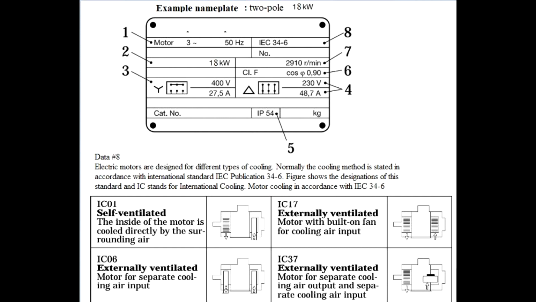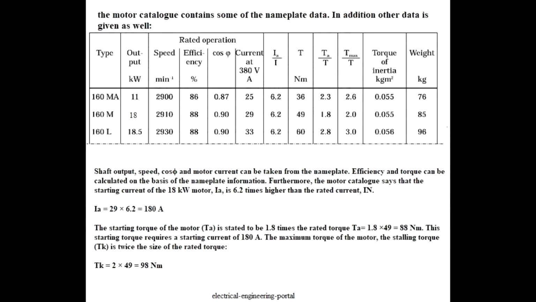IC01, self-ventilated. The inside of the motor is cooled directly by the surrounding air. IC06, external ventilation. Motor for separate cooling air input. IC17, externally ventilated. Motor with built-on fan for cooling air input. IC37, externally ventilated. Motor for separate cooling air output and separate cooling air input.